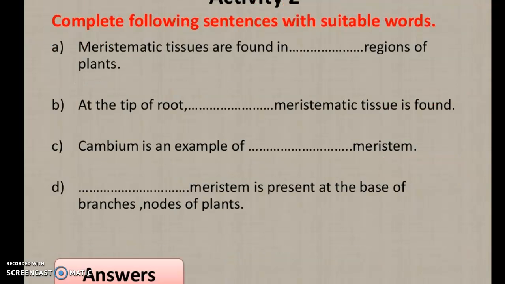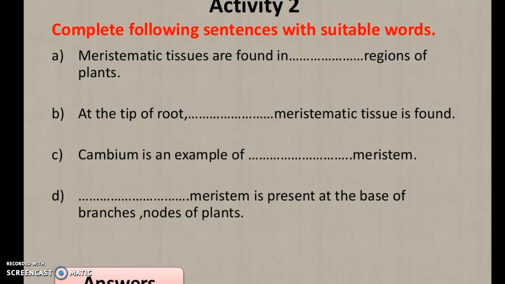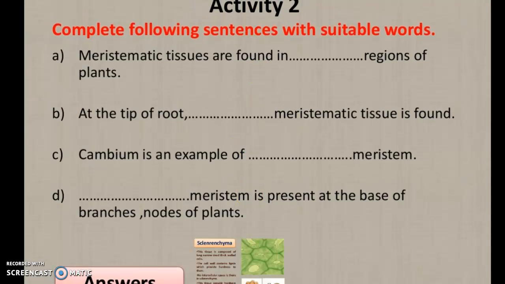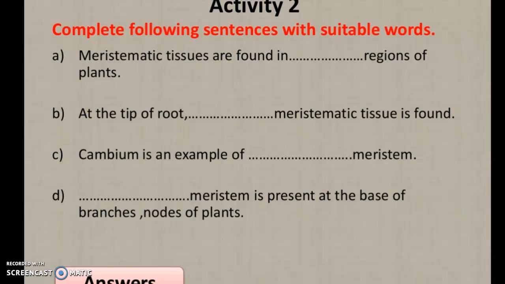Okay, now we have some fill-ups. This is the second activity. Try to do it, okay? Read the statements. A. Meristematic tissues are found in the dash region of plants. B. At the tip of the root, dash meristematic tissue is found. C. Cambium is an example of dash meristem. D. Dash meristem is present at the base of branches and nodes of the plant.